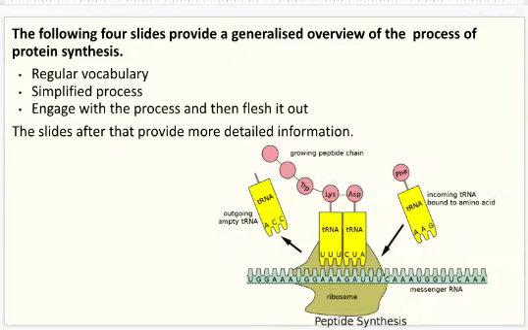So the way I've structured this presentation, given the complexity of this process, is I've just provided a synopsis. So over the next 4 slides, I've provided a generalized overview so that you can see beginning to end what happens. And then after that, there's more detail in the slides about that process. I'm just trying to introduce you to this process using regular vocabulary so that you can understand simplified processes and engage with it, and then you can flesh it out as that vocabulary becomes more familiar to you.